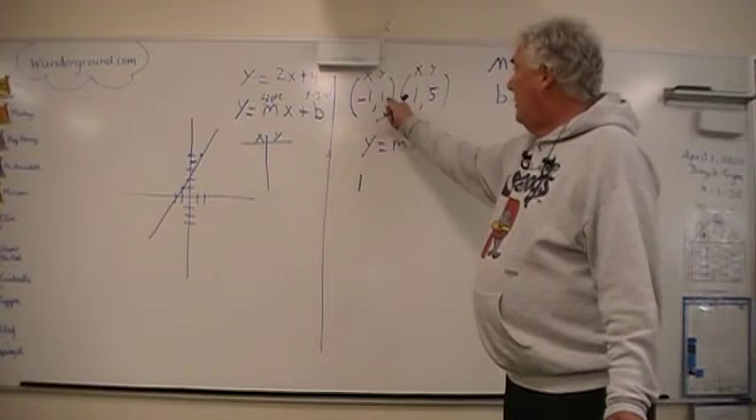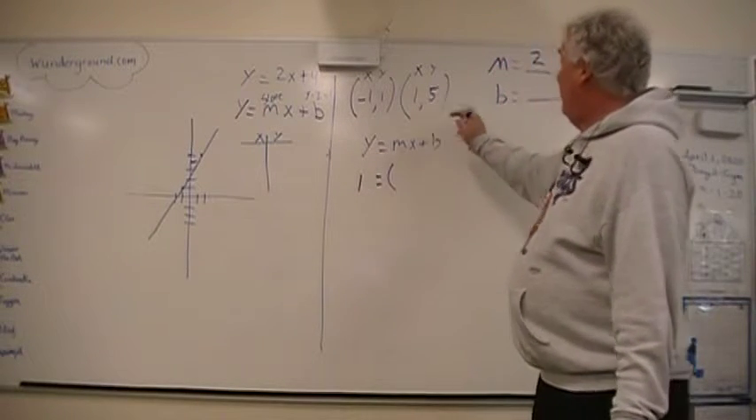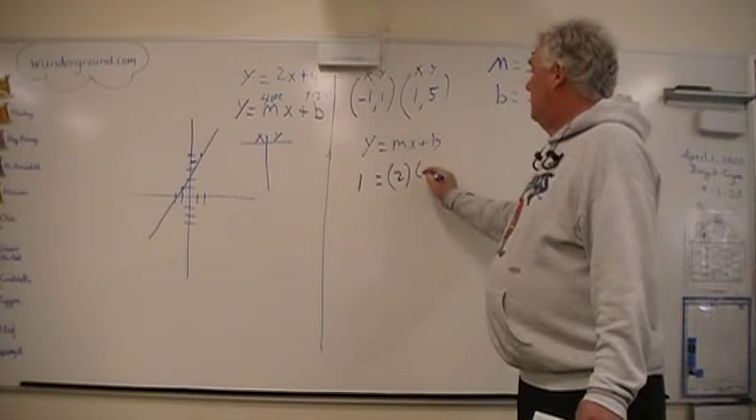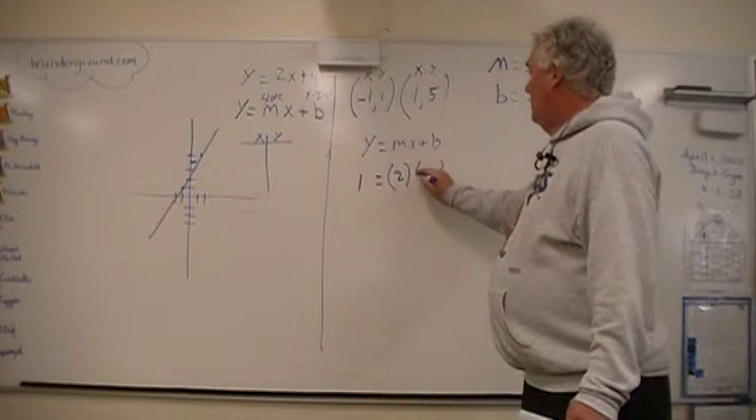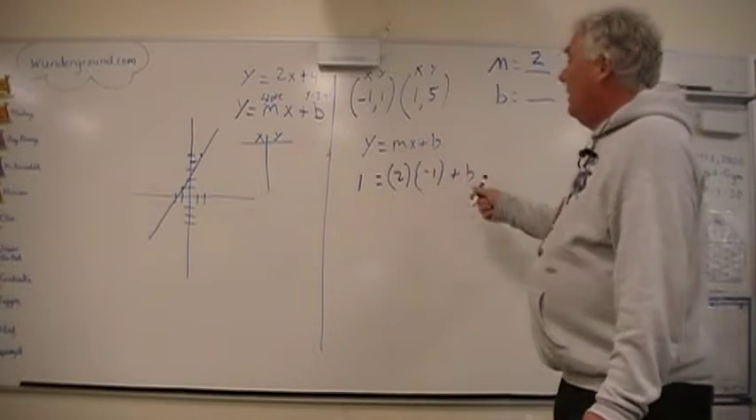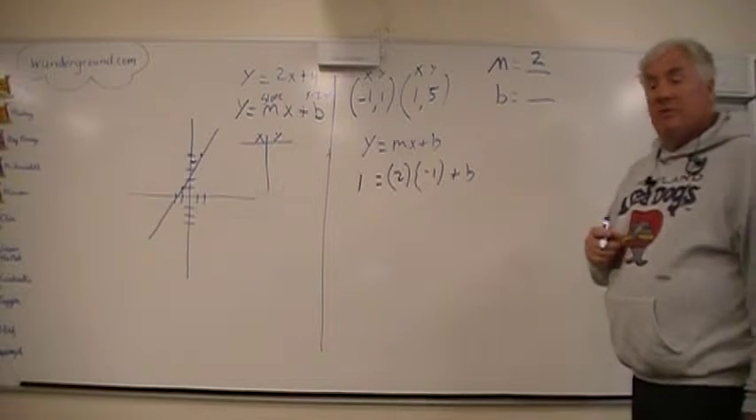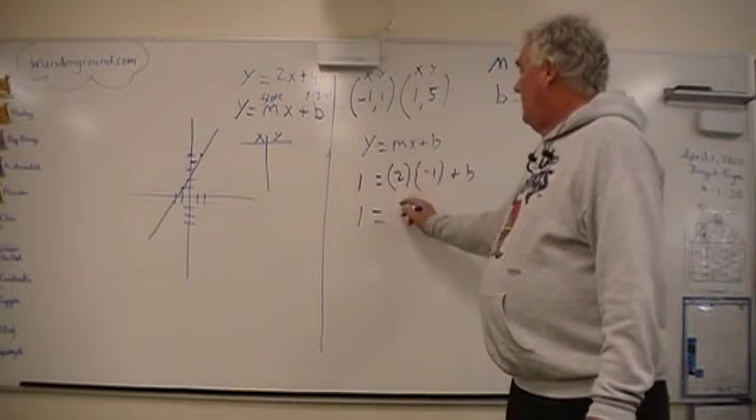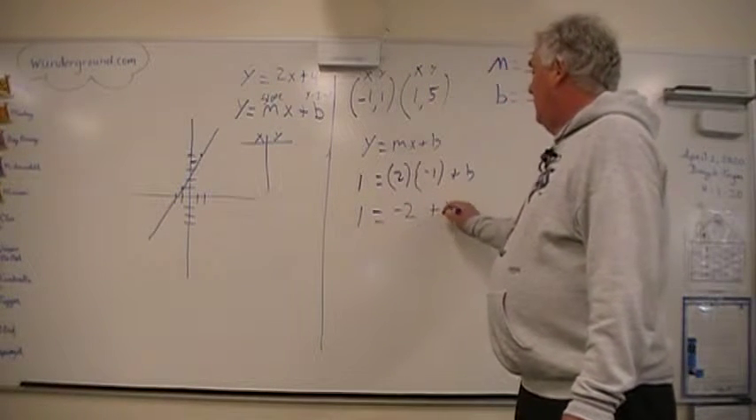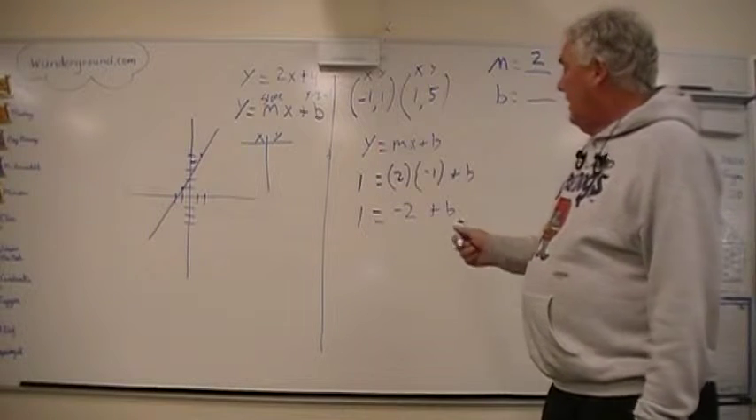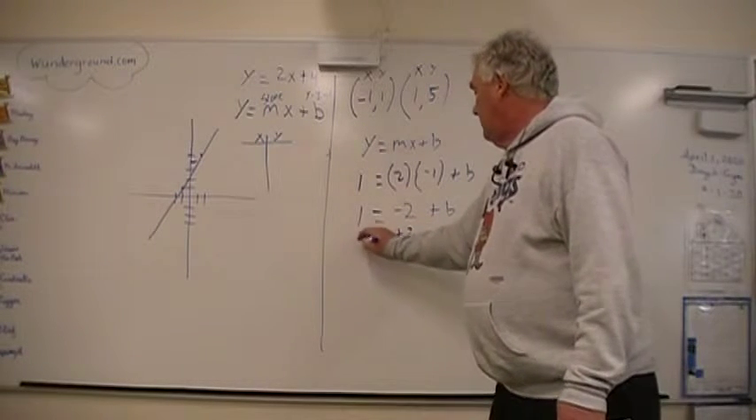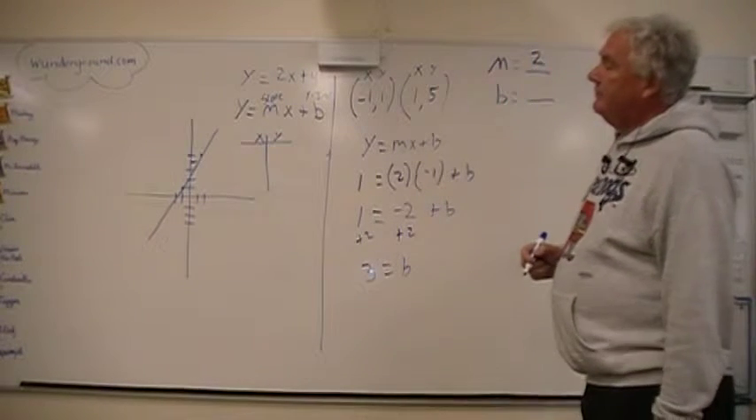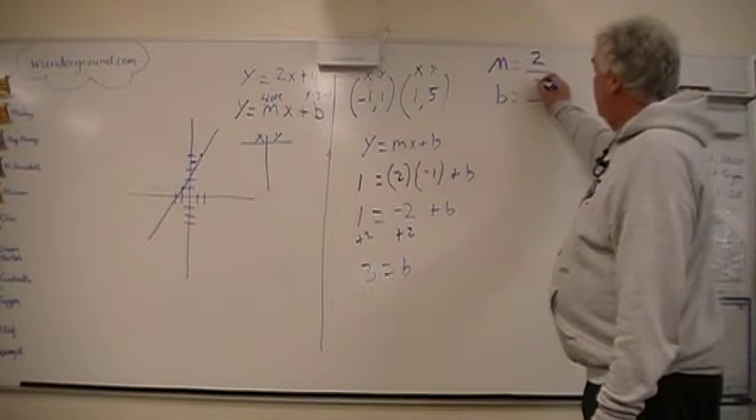Y is 1 equals m, 2, times x plus b. And now you can do the math to solve for b. 1 is equal to 2 times negative 1, which is negative 2, plus b. Get b by itself by adding 2. 3 is equal to b. So b is equal to 3.